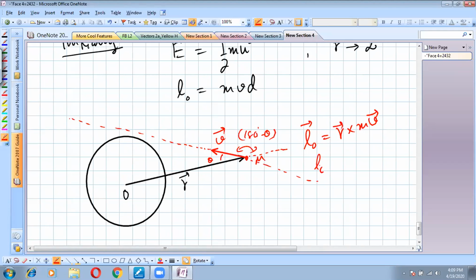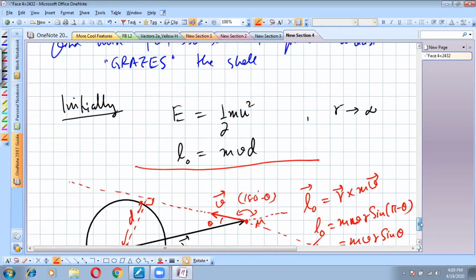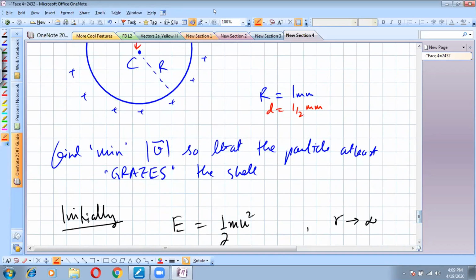So the angular momentum becomes mvr sine of, in my diagram, pi minus theta. So that is mvr sine theta. So that is nothing but mv into d, where d is the perpendicular you drop onto the line of action, and this distance. So this is the general theory of angular momentum. That is why in this case it is this, where d is actually r by 2. If you go back to the diagram, d is r by 2. So that is the case initially.